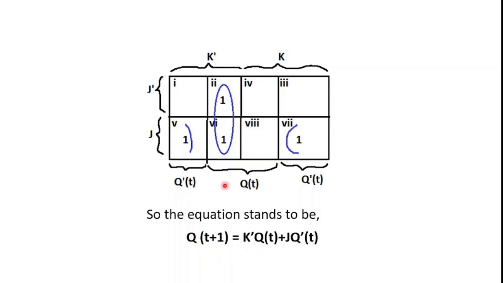How did we get that? It is as if this portion is in this K prime as well as QT, so it's K prime QT, and this one is both these ones are at both Q prime T and J, so J Q prime T. So that is the characteristic equation for JK flip-flop. Hope you understood all that.